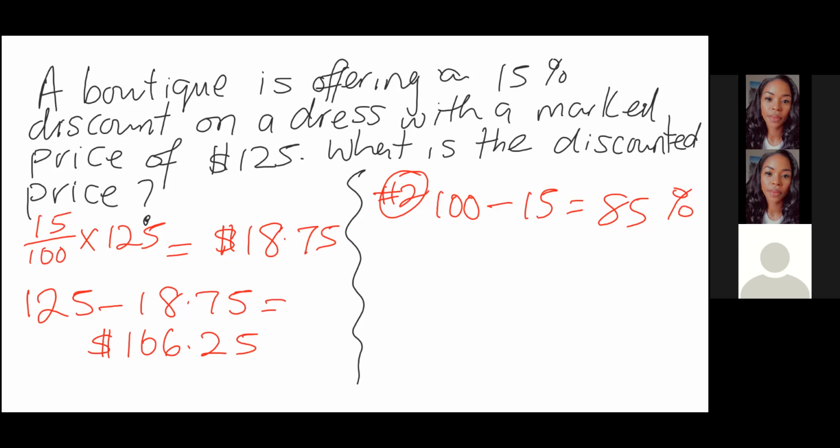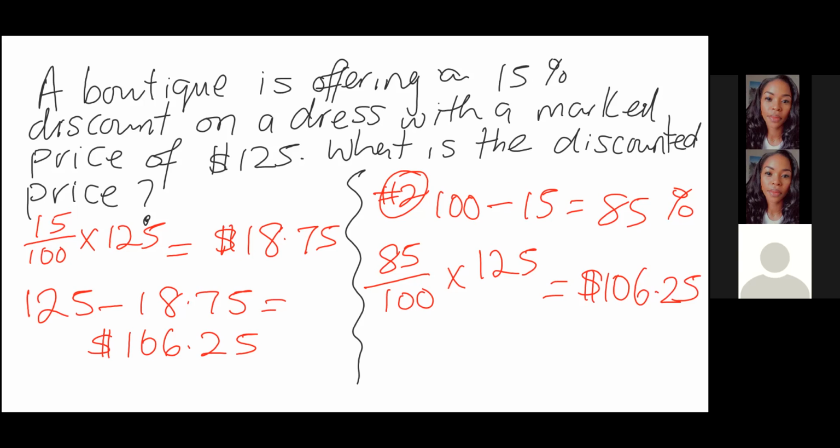Or in method 2, we could say, well, 100 minus the 15 is 85%. This is our discounted percentage price. So what we can say is 85 over 100 multiplied by 125, and this will be 0.85 by 125, which is the same, 106.25. Whichever method is easier for you to understand, you choose that.